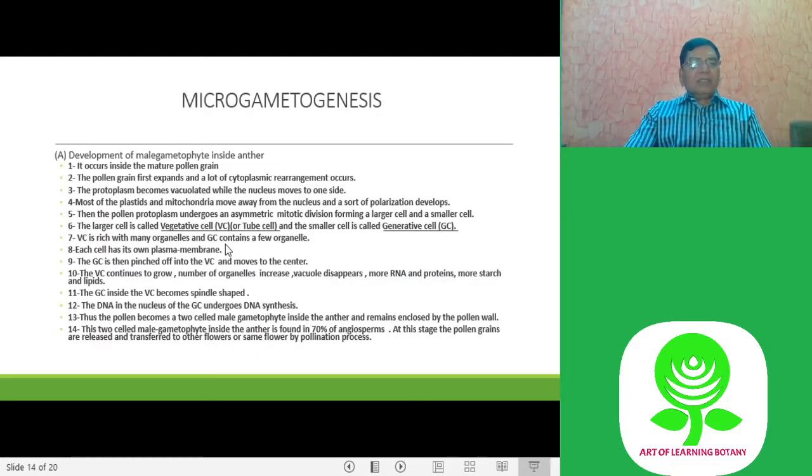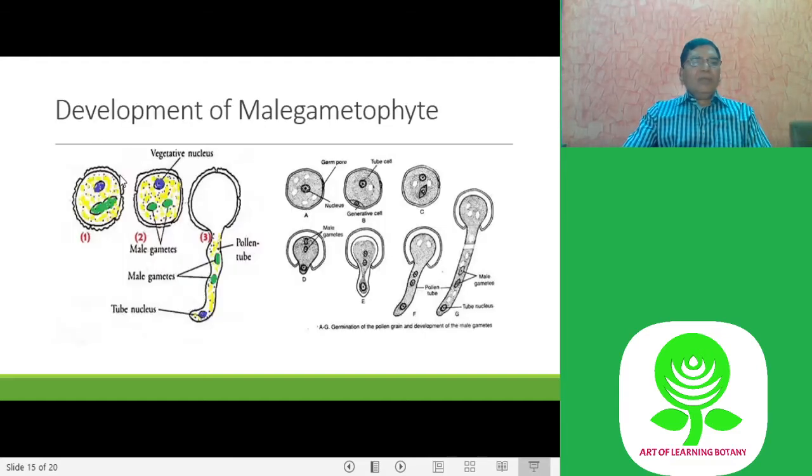In the other 30% of the plants, they have a 3-celled male gametophyte. That means the generative cell which is present in the pollen again divides to form 2 nuclei, that is 2 male gametes or sperm cells. Clear? So that is the 3-cell stage. That 3-cell stage is found in only 30% of the angiosperms. So at this stage the pollens are released and they are borne by pollinating agents to the stigma, right?